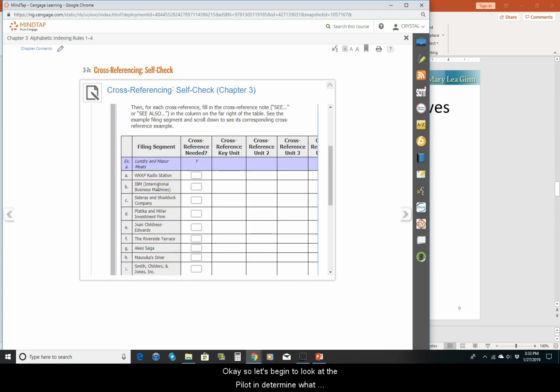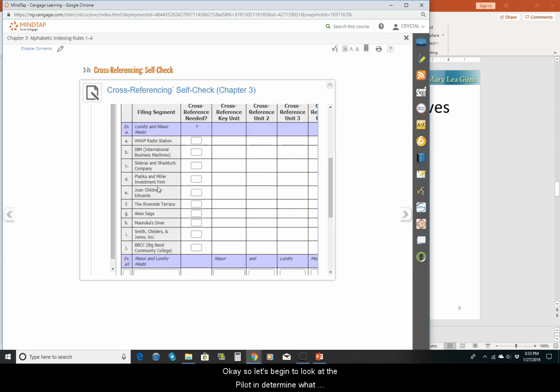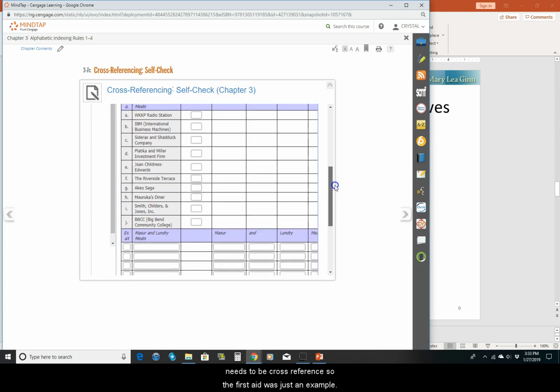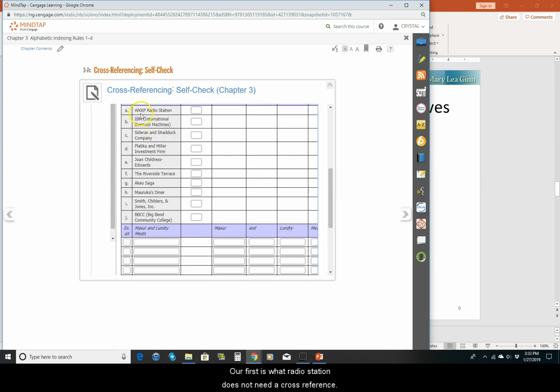Okay, so let's begin to look at the filing segments and determine what needs to be cross-referenced. So the first, A, was just an example. Our first is WKKP radio station. Does not need a cross-reference.